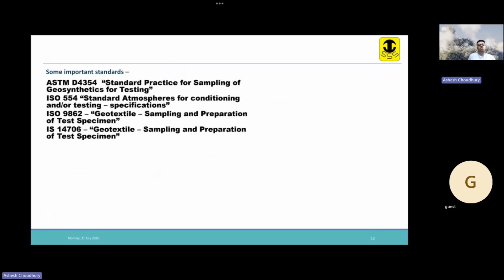Now, to do the testing of geosynthetics, there are different codes. You can see here some of the codes. ASTM D4354, standard practice for sampling of geosynthetics for testing. ISO 554, standard atmospheres for conditioning and testing specifications. Then ISO 9862, geotextiles sampling and preparation of test specimens. Then IS 14706, geotextiles sampling and preparation of test specimens. All those different testing codes by different agencies are given.